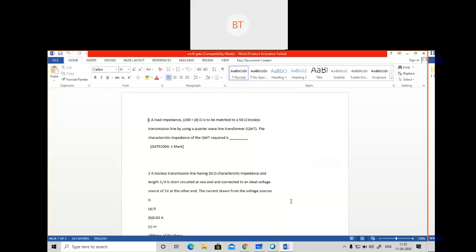So one by one we will solve it. I have taken different year GATE problems, and I have made a Word file here so that we can solve them. After solving these 6 or 7 problems, things will be more clear to you. So please take a copy or pen. We will solve it one by one.